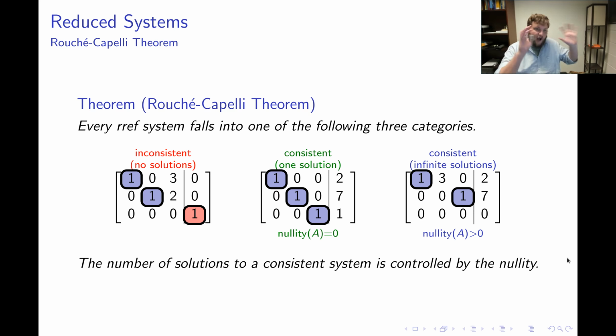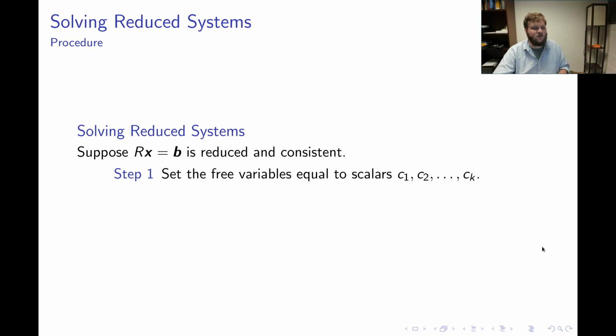Okay, so that's a broad taxonomy of all systems in reduced row echelon form. Every system in reduced row echelon form fits into one of these three situations. So, of course, that's all well and good, but what we really want to do is generate solutions to systems. Well, there's a procedure for doing this when we're in reduced row echelon form. So the setup here is, let's say that we're studying a system, Rx equals b, where the system is in reduced row echelon form, and let's say that we know we're consistent. Again, this is easy to determine by checking whether or not there's a pivot in the augmented column.